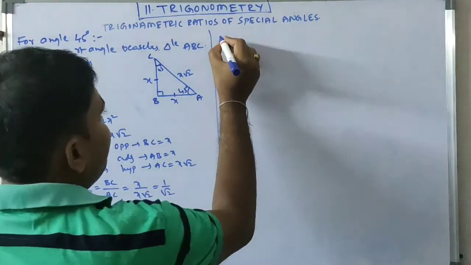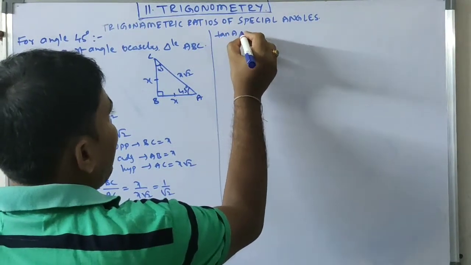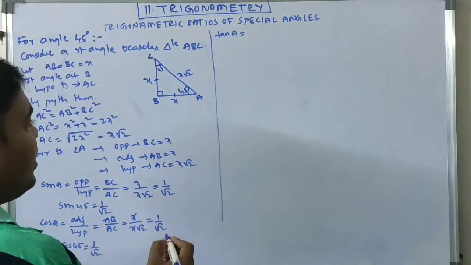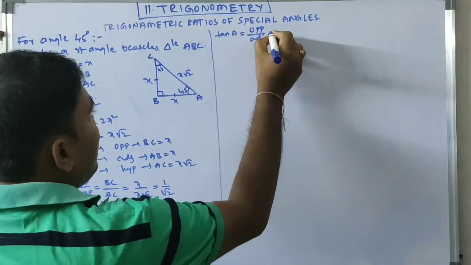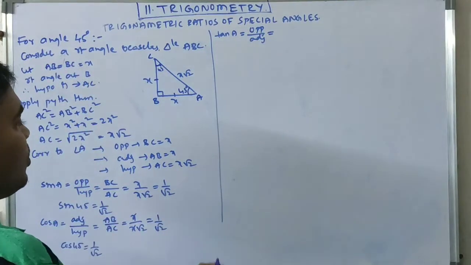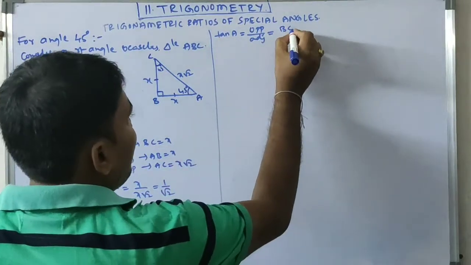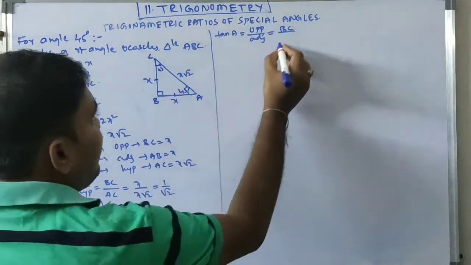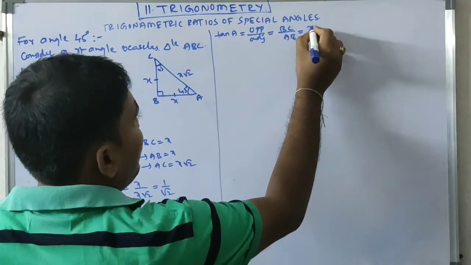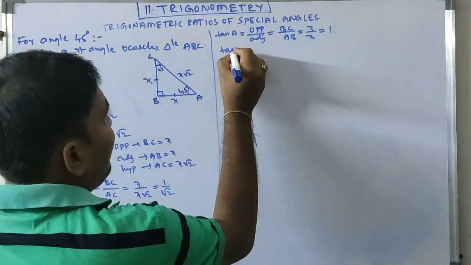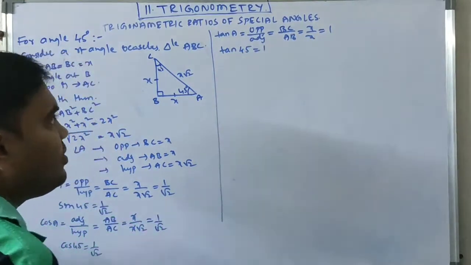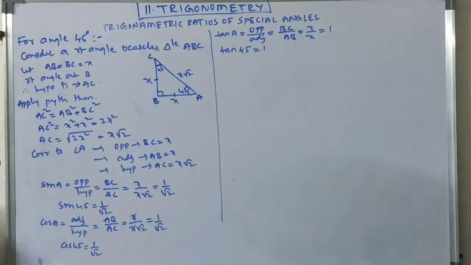Next, tan A. What is tan A? Opposite by adjacent. Opposite is BC, adjacent is AB. Both are equal to x, getting cancelled, 1. So tan 45 equals 1. Tan 45 value is 1.